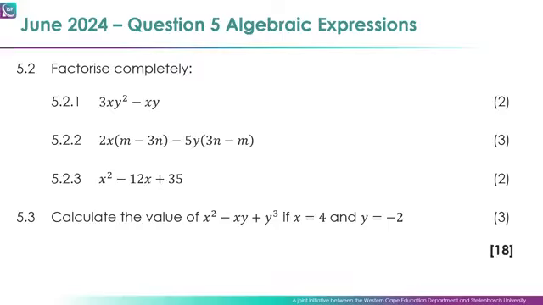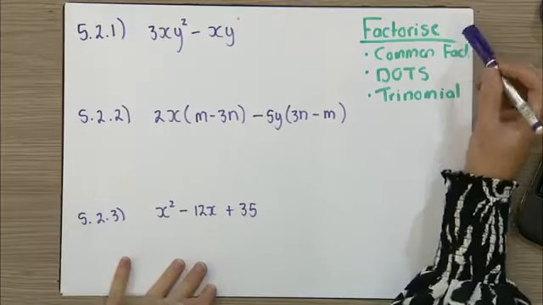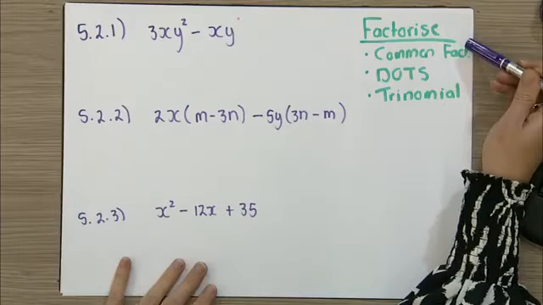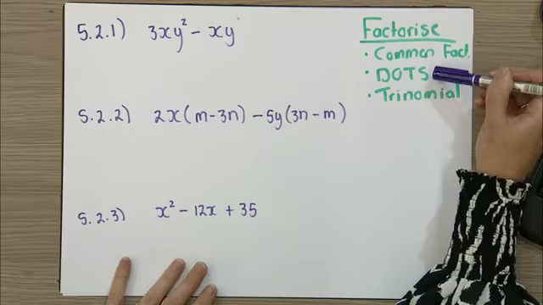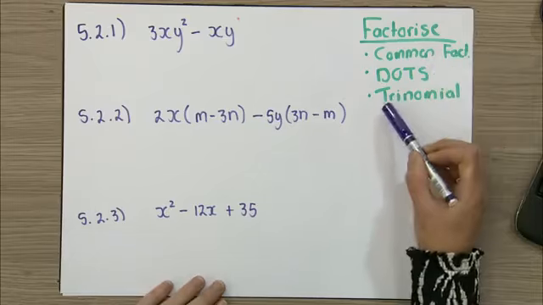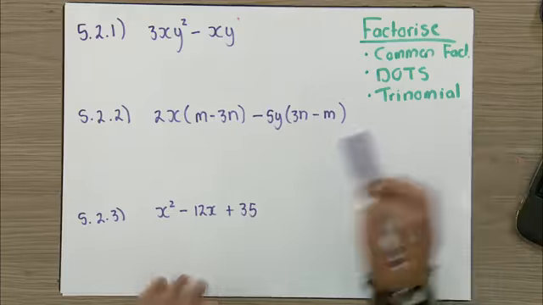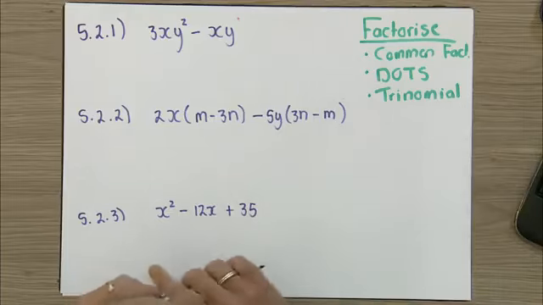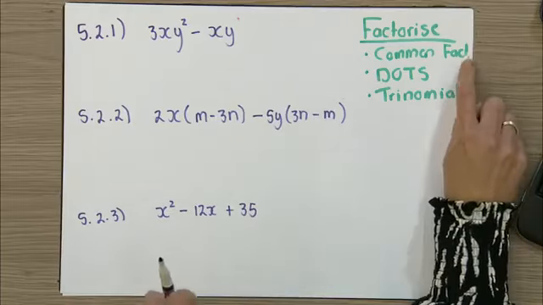Remember, when we factorize, there's three things we were taught to do. So let's look quickly at what is the three things that we were taught to do. We can either take out a common factor, or we can have dots, which is a difference of two squares, or it can be a trinomial, which is something with three terms. We always check our common factor first.